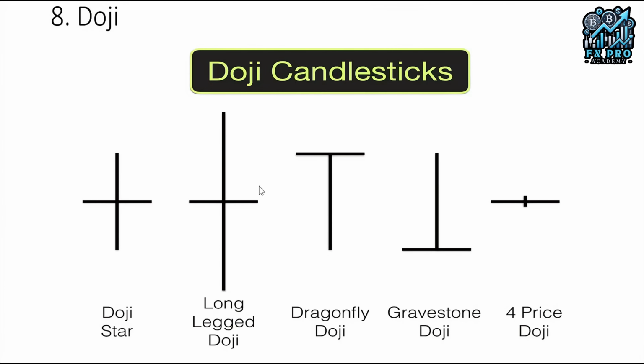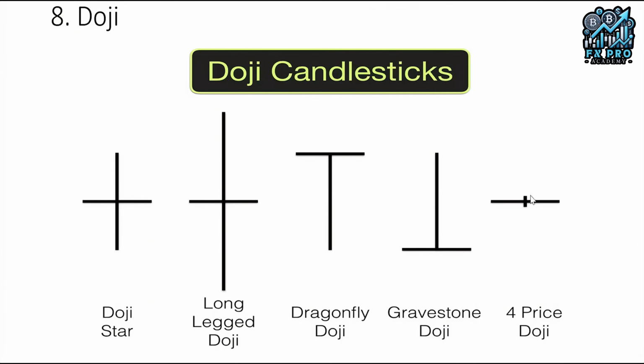Then there's the long-legged Doji, also known as the Dragonfly Doji. It's named that way because it resembles the shape of a dragonfly. We also have the Gravestone Doji, which looks like a tombstone. It visually mirrors the shape of a grave marker. Another type of doji is simply a horizontal line, without any wick. It indicates that the market is essentially flat.